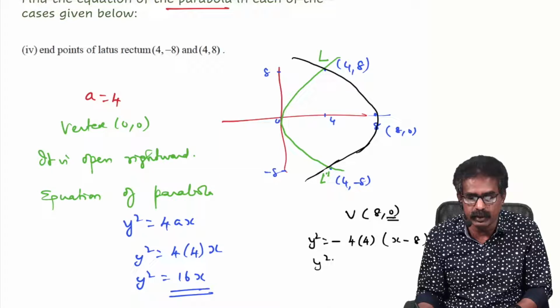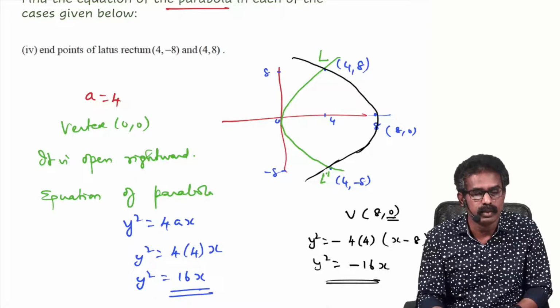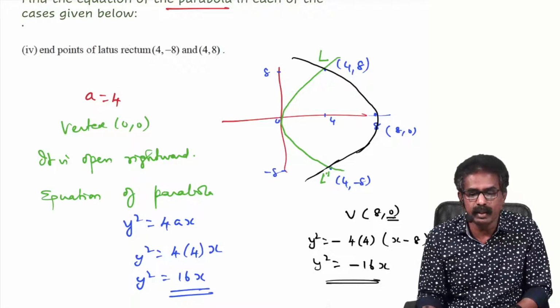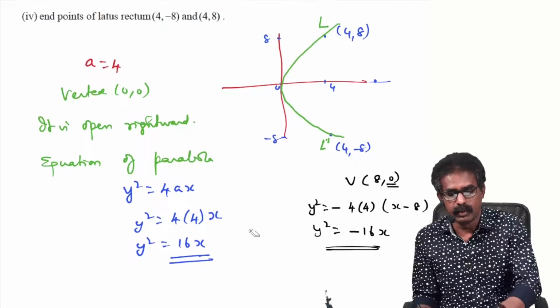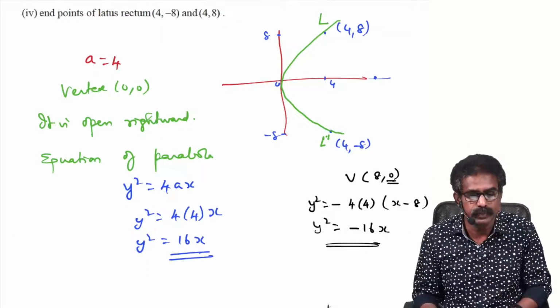So the answer will be y square equal to minus 16x. So both answers are correct. For the examination, you can write any one. Better, if you want, you can write the first one. Okay. Now let us go for the next question.